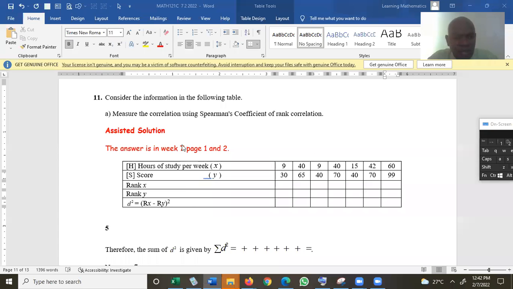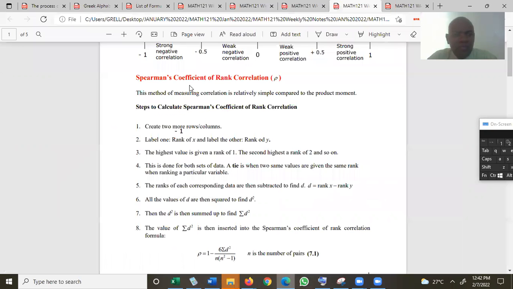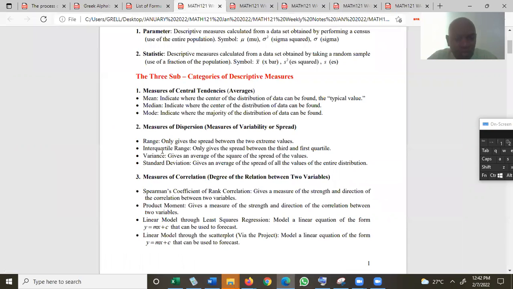Yes, so we are at number 11. Number 11 is dealing with the third subcategory in the list of descriptive measures. Let's go back to week 4. The third subcategory says measures of correlation, the degree of relationship between two variables. And we are going to study two ways to do that, the Spearman's and the product moment.